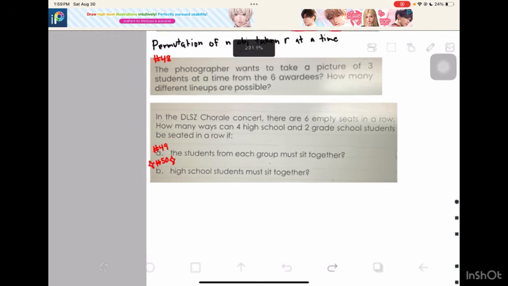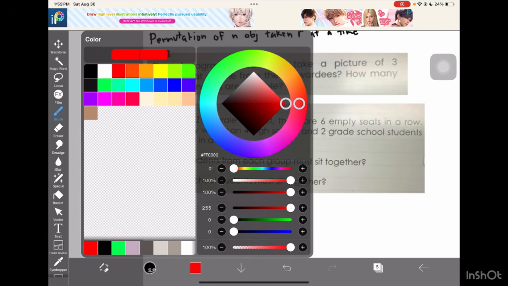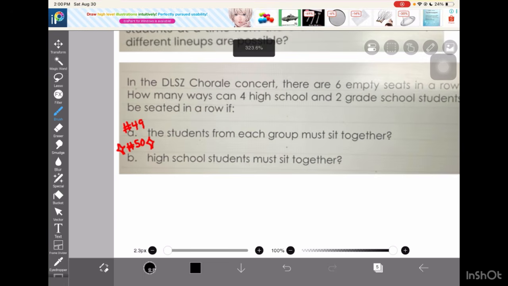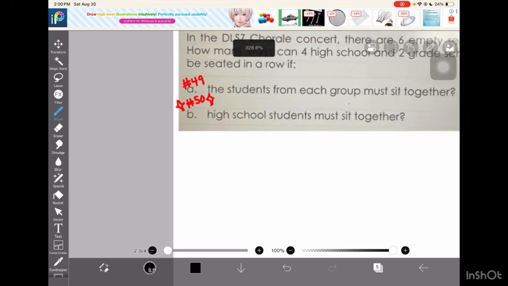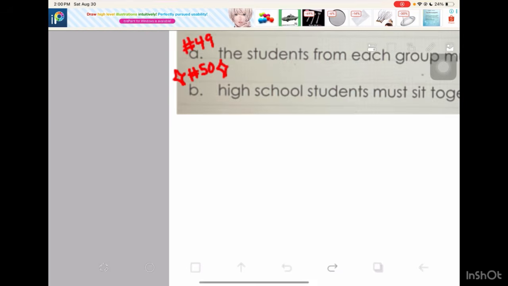Next one, number 49. In a DLSZ chorale concert, there are 6 empty seats in a row. How many ways can 4 high school and 2 grade school students be seated in a row if the students from each group must sit together and the high school students must sit together? So we have to do a bit of problem analysis. I'm going to represent the high school students in red while the grade school students in green.